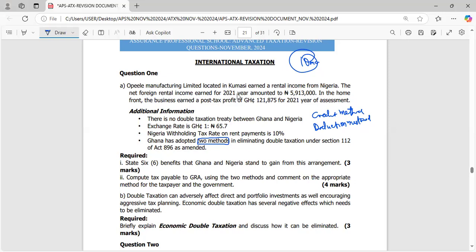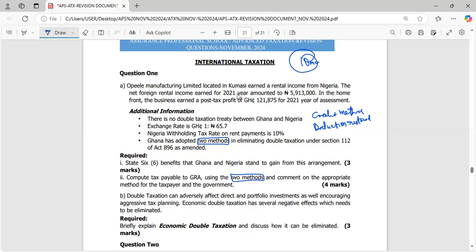Then the second one, you have to compute tax payable to GRA using the two methods. See, this one, the examiner did not give you the methods. So you have to know the two methods that Ghana has in eliminating double taxation. We have the credit method and we have the deduction method.